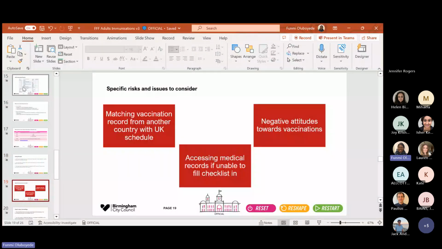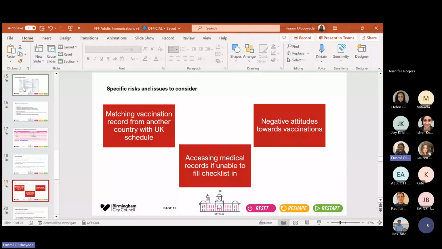In terms of specific risks and issues to consider, there are three key things. So firstly, matching vaccination record from another country with the UK schedule. So this could be for people who've come into the country and might have a different vaccination schedule. For example, they might not have MMR given as 3 vaccinations in one. They might just have them individually, etc. But the checklist allows for those considerations.